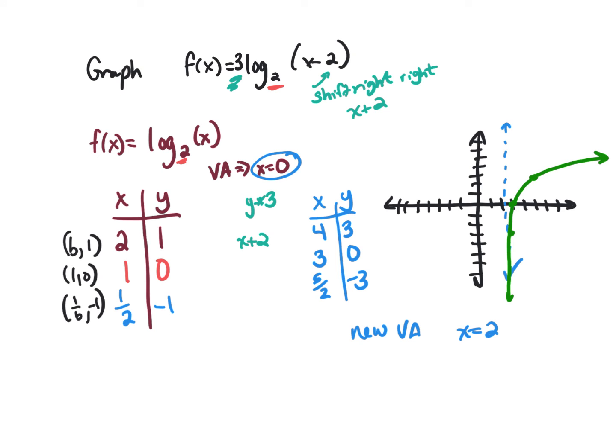Now again, you could certainly graph this on a graphing utility and get some points. It doesn't always help you with the vertical asymptote, but it's a great way to check that you've done it correctly. So hopefully these are helpful. Obviously, if you have more questions, please let me know.